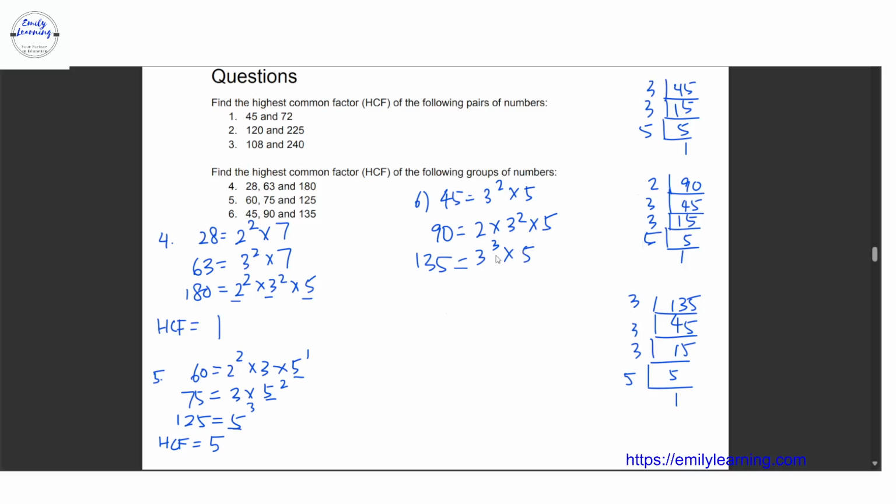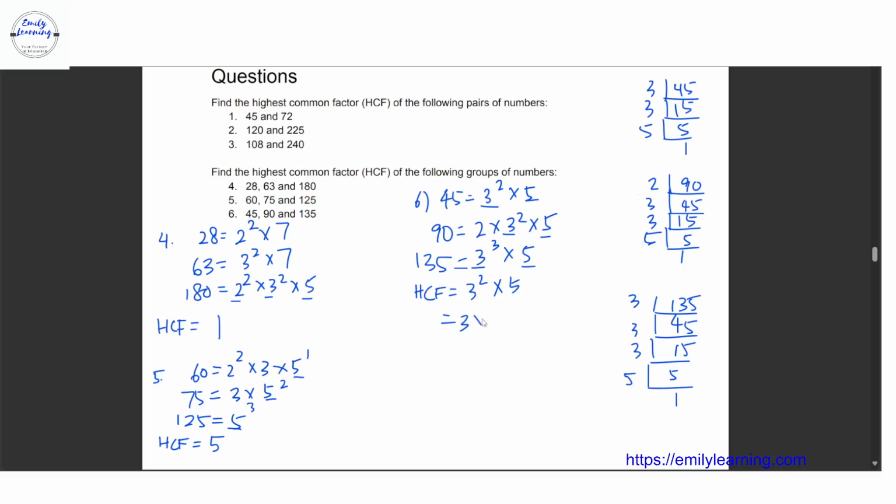Okay, now to find the highest common factor, we'll first look for a common base to the three numbers. So all of them have base 3, all of them have base 5. For base 3, I'll take the one with the smaller power or the smaller index. So you have 3 squared, 3 squared, 3 cubed. So squared is the smallest index, so I'll take 3 squared. Next, all of them have 5, and all of them have the same index, which is 1. So 5 to the power of 1. So the highest common factor of these three numbers is 3 squared times 5.